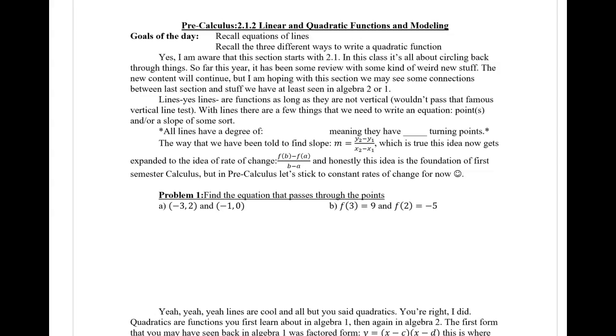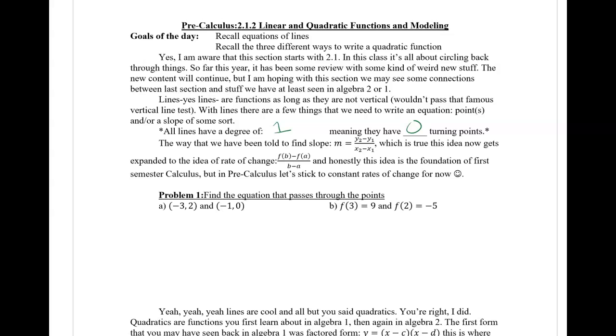With these lines, there's a few things that we need to write an equation. One thing is a point and/or points, and slope of some sort. So, all lines have a degree of 1, meaning that they will have 0 turning points.